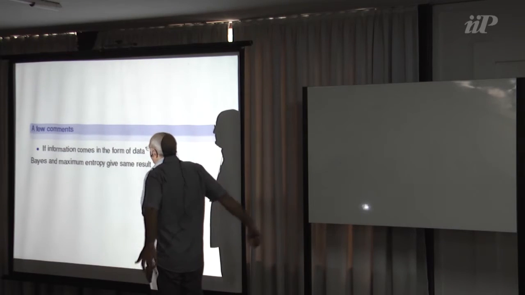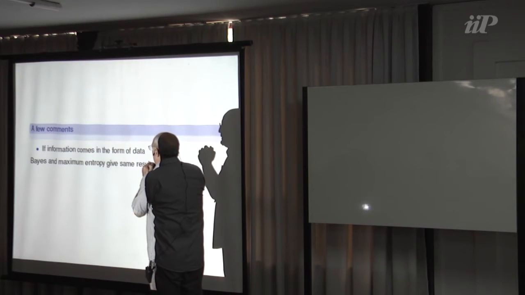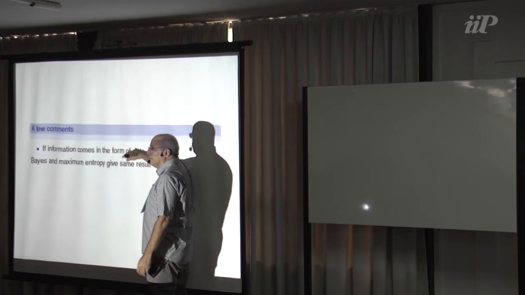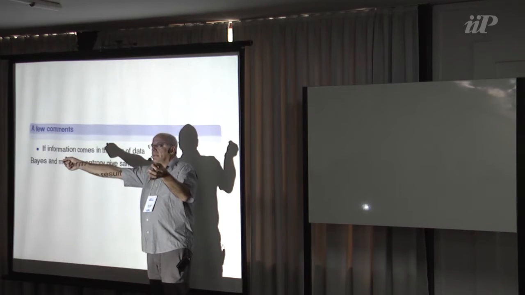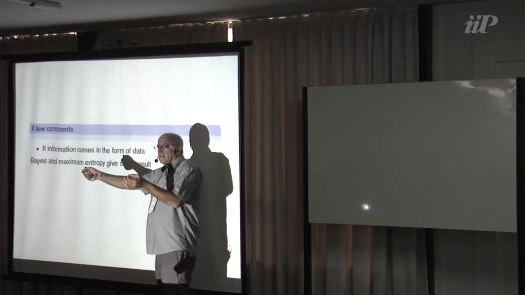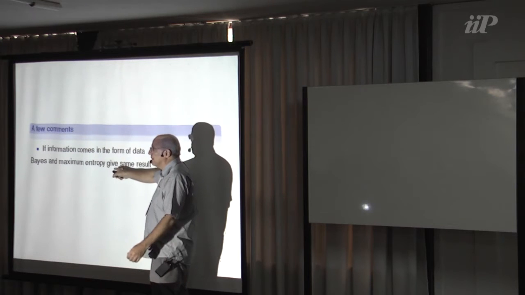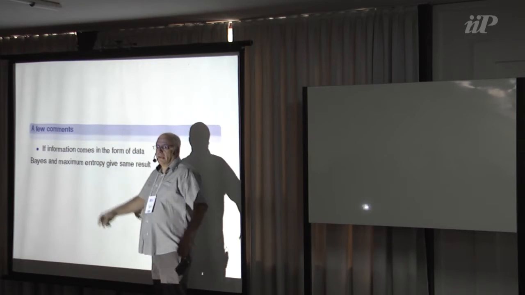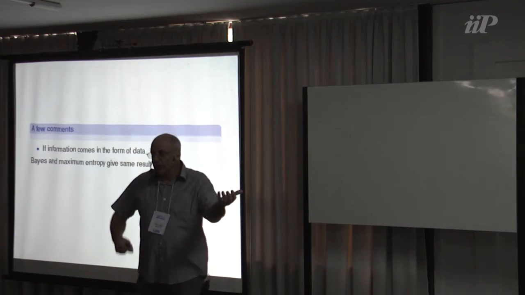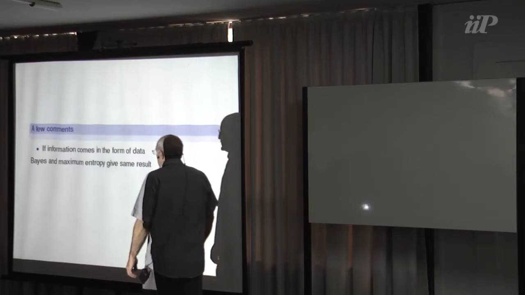What else? If information comes in the form of data, I measured X and it gave me 2. This is data that you can use in Bayes theorem. You can use it in maximum entropy. It gives you the same result. You go from one prior to the same posterior. From the same prior to the same posterior using Bayes or maximum entropy. This is an important result.